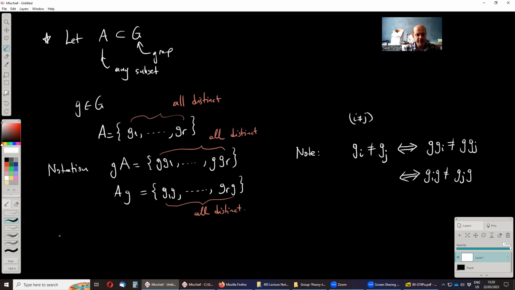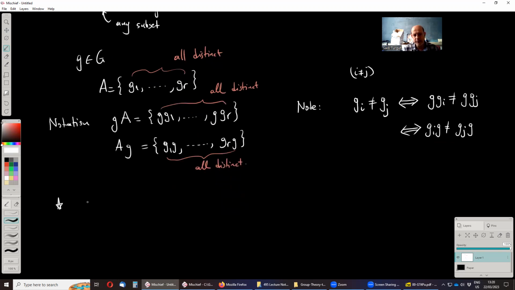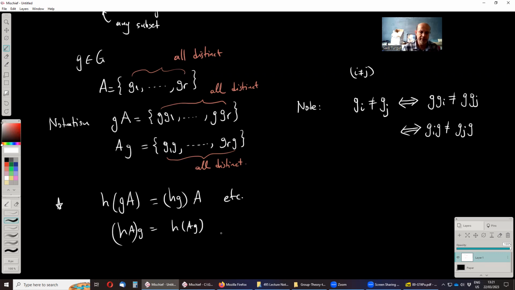There are some certain relationships here that we can write down. For example, if I have a product of H with a set that's obtained in this way, that's the same thing as Hg multiplied with the set. So the associativity rule that is valid with elements is also valid for this kind of notation. So that's the same thing as HAG, and so on. I can write down these kinds of things.